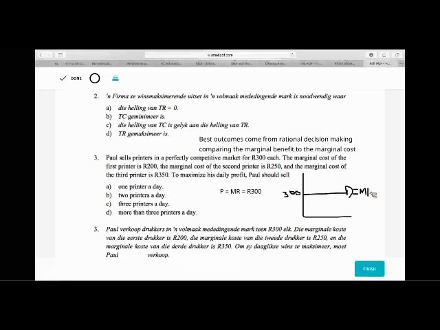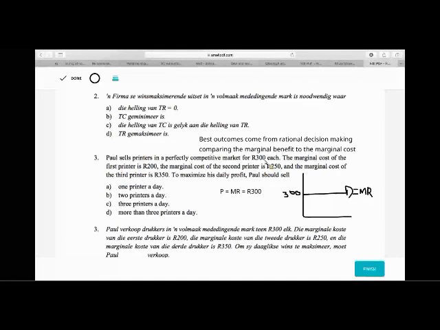The marginal cost of the first printer is 200 Rand. The marginal cost of the second printer is 250. And the marginal cost of the third printer is 350. So to maximize his daily profit, Paul should sell how many printers? So we apply rational decision making to this problem. If the first printer costs 200 Rand, but it gives him a marginal revenue of 300, should he produce it? Yes, because MR exceeds MC.